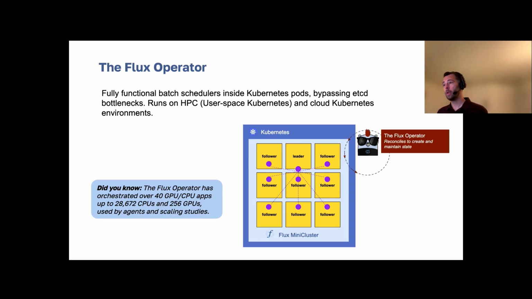So if, for example, you need to create tons of different subjobs, which in turn require a lot of different creation of objects, you can instead create a Flux mini cluster and then submit jobs to that mini cluster. Now, this Flux operator runs on HPC, so think user space Kubernetes, and also cloud native Kubernetes environments. So a couple interesting features of the Flux operator. We've actually tested it and orchestrated over 40 GPU and/or CPU applications on up to almost 30,000 CPUs and 256 GPUs, which are used by agents and/or autonomous scaling studies that I'll talk about in a little bit.